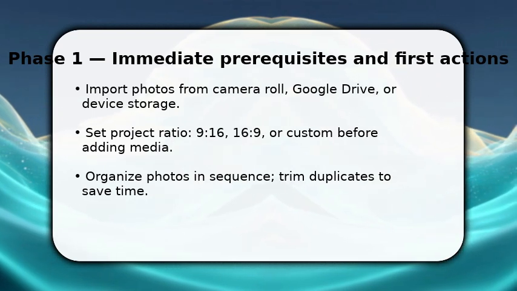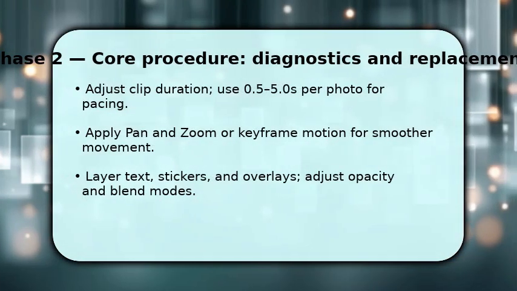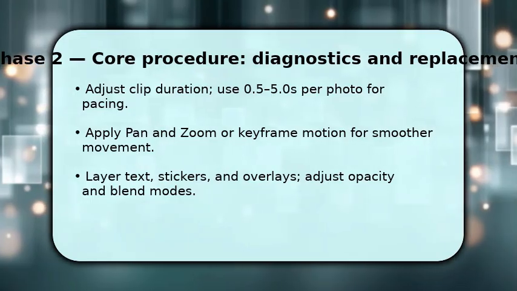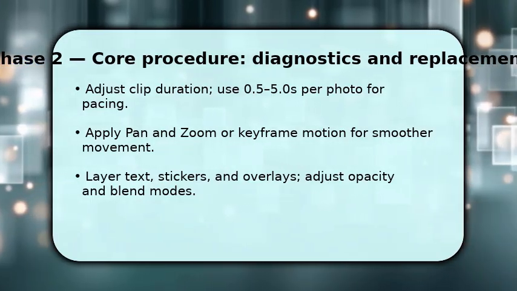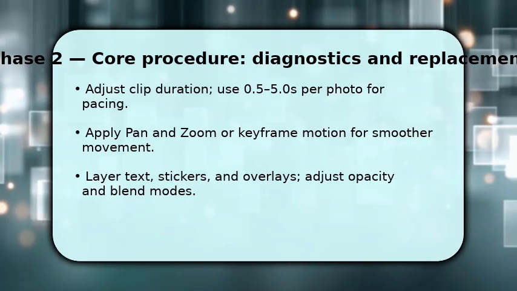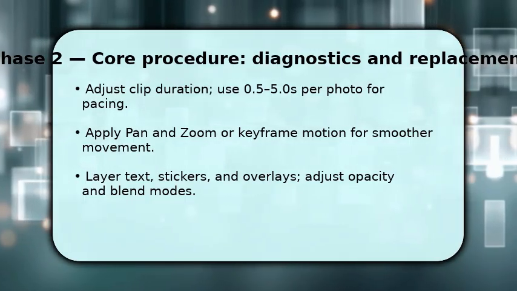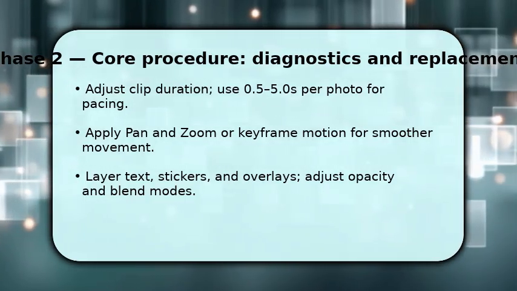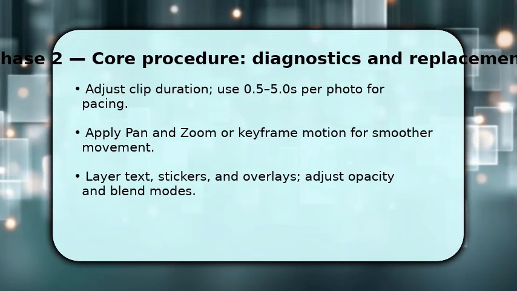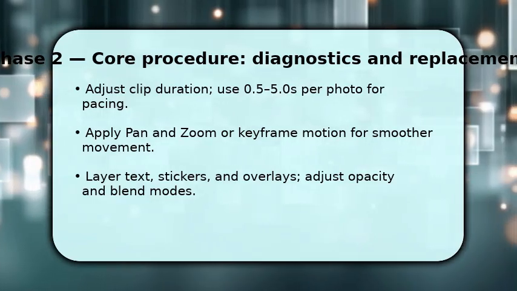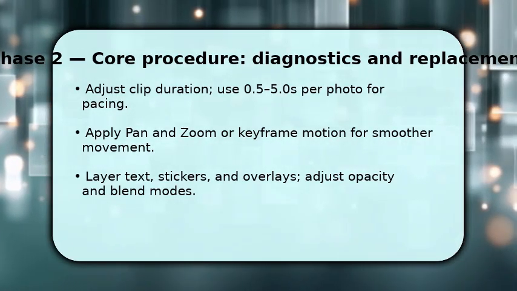Now move to the timeline. Now focus on timing and motion. Tap each photo to set a duration, try between 0.5 and 5.0 seconds depending on tempo. Once done, add motion using the motion presets or keyframes to create pan and zoom. This adds cinematic feel versus static images.